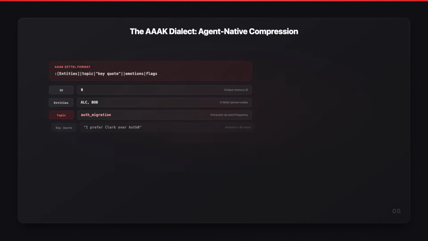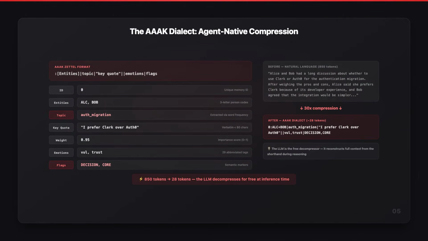Now let us look at the magic behind the closet. This is where the AAAK dialect comes in. AAAK is a custom shorthand that compresses natural language by up to 30x. An 850-token conversation becomes roughly 28 tokens. Here is how it works.